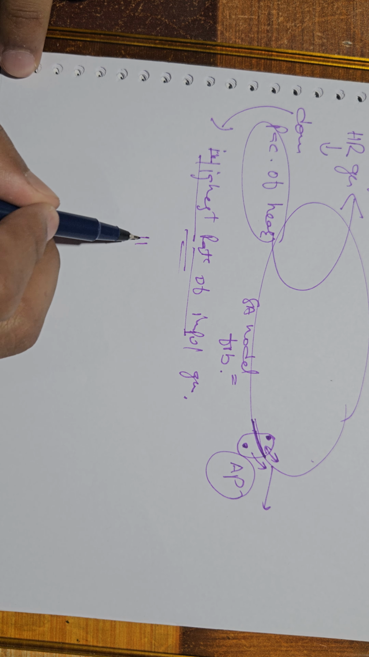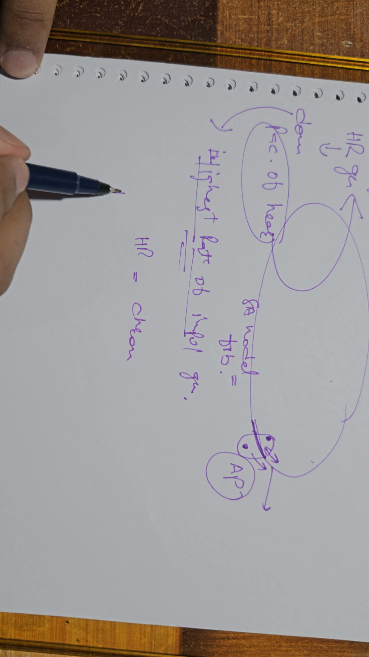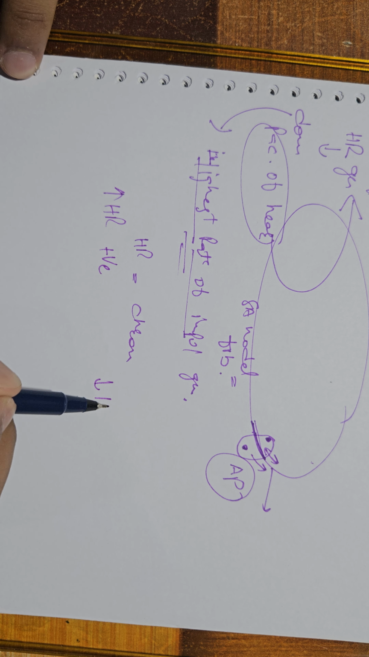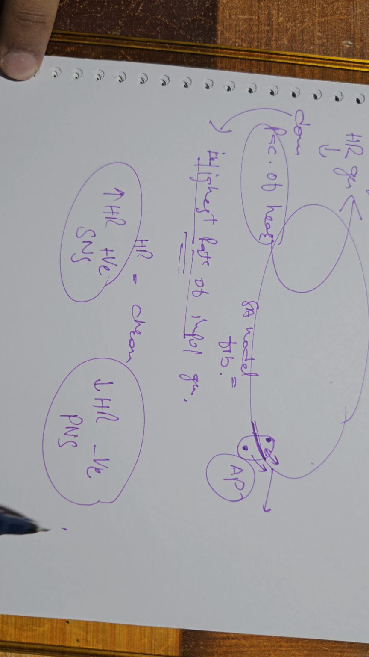This property of heart rate generation is known as chronotropy. And we have some factors which increase heart rate. Those are positively chronotropic. And we have some factors which decrease heart rate. Those are negatively chronotropic. For example, sympathetic nervous system is an example of positively chronotropic factor, and parasympathetic nervous system is an example of negatively chronotropic factor.